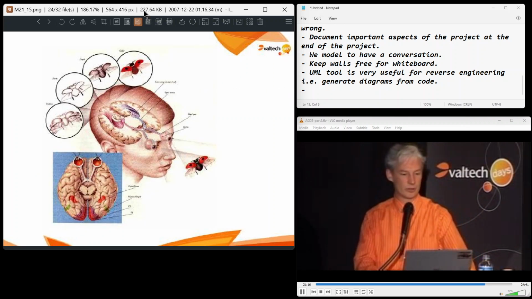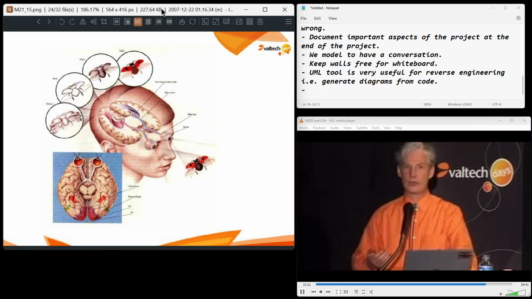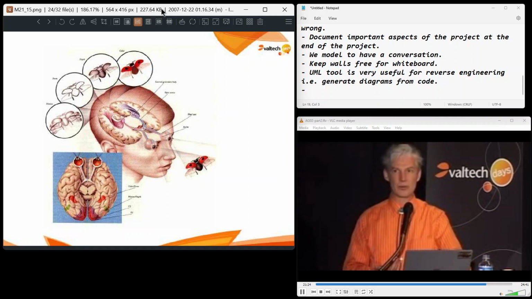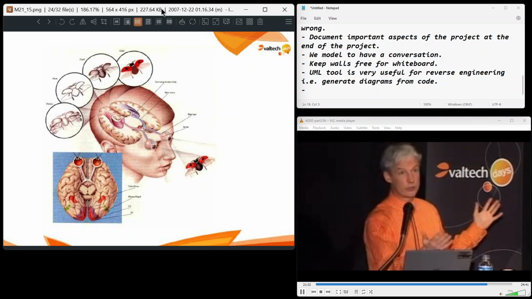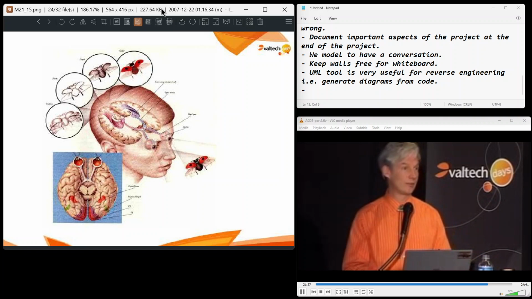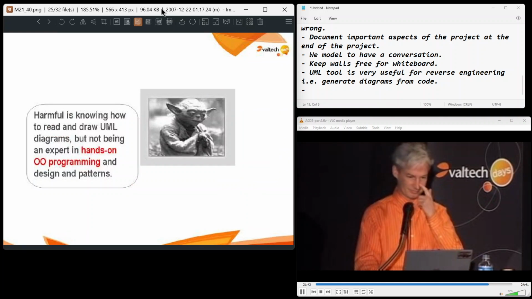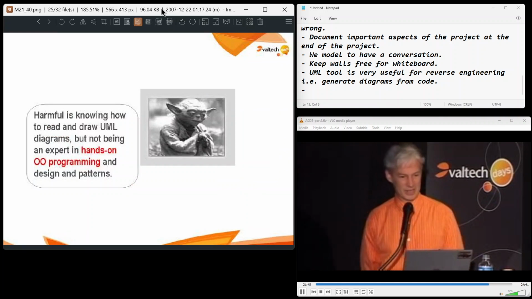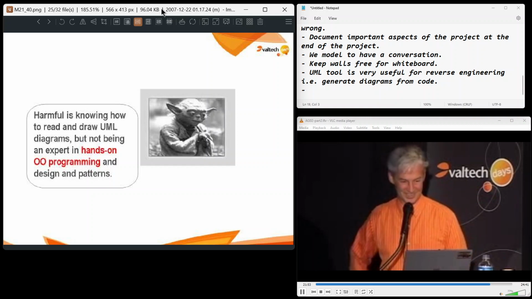It's really very simple. That's the essence of the UML. That's its real point, is that humans are visual animals. We've got a huge amount of our brain dedicated to visual processing. And so to exploit that in big visual spaces, this takes advantage of a natural strength of humans. And that's got nothing to do with case tools. So the master said, "Luke, harmful is knowing how to read and draw UML diagrams, but not being an expert in hands-on programming and design and patterns."